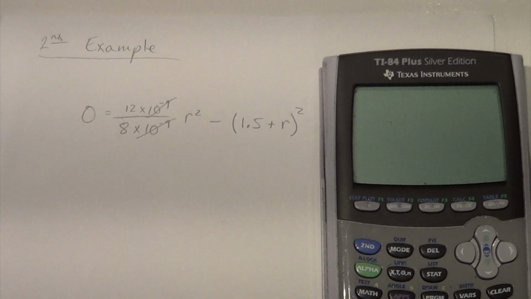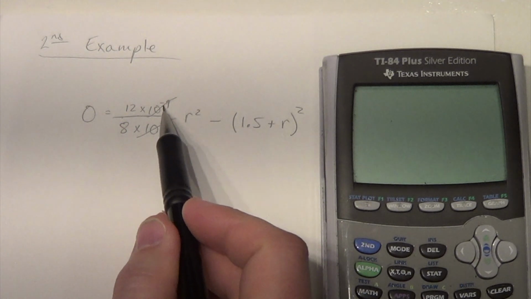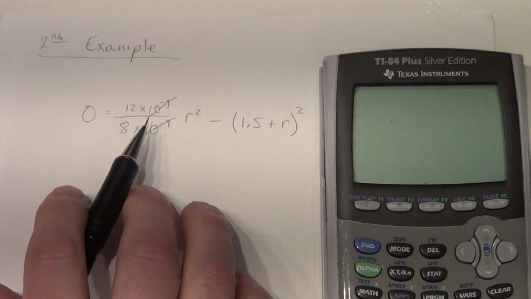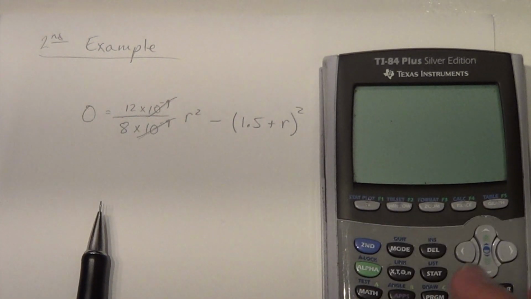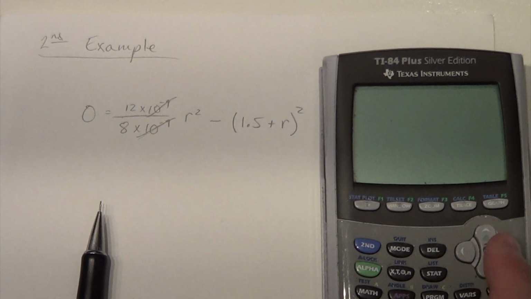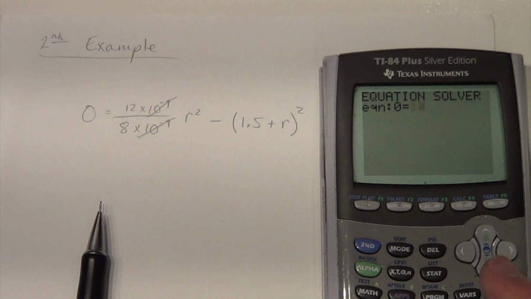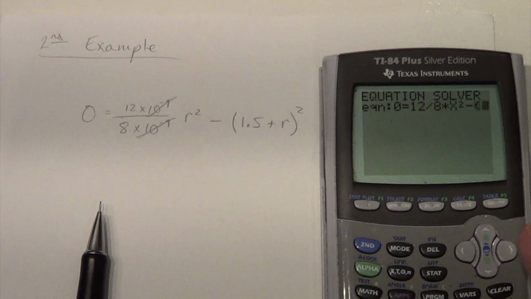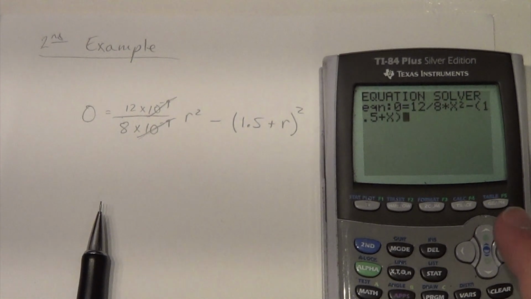All right, let's take a look at plugging this into our calculator now. We are going to cross out those times 10 to the negative ninths, and that's why I like to divide those. Now we just need to plug it into solver on our calculator. So we go math, turn it on, go math, get down to solver, and type this in: 12 divided by 8 times x squared minus the quantity of 1.5 plus x, quantity squared.